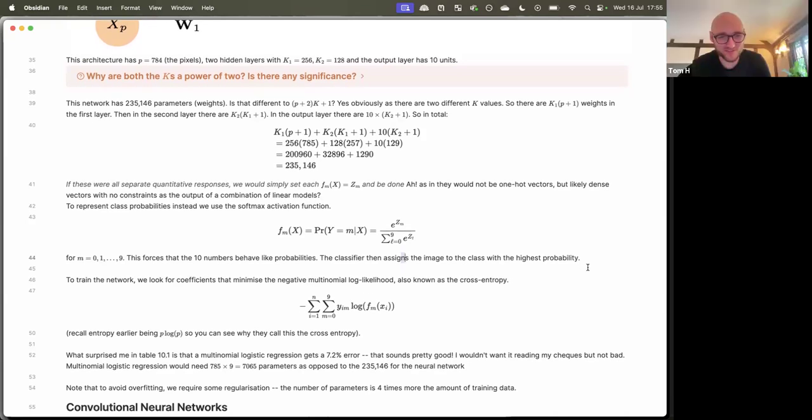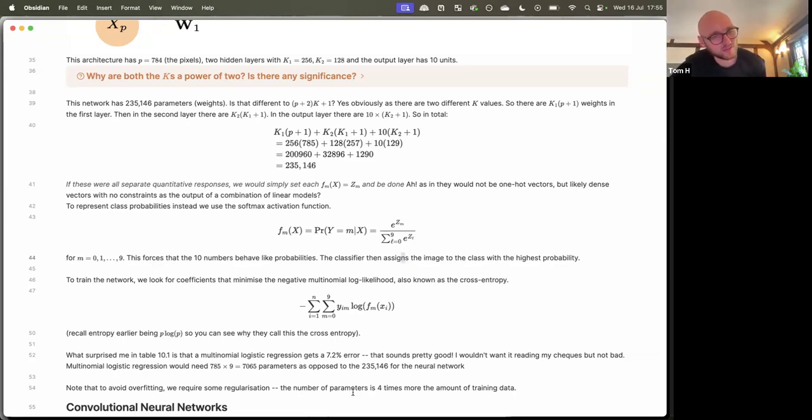Okay, where we're up to, we've got multinomial. So we're comparing this multinomial logistic regression with the neural network. The logistic regression that they fit has 7,065 parameters with a 7.2% error, and the neural network has 235,146 parameters. So to avoid overfitting here, there's got to be some regularization going on, which again we'll come to later in the chapter.